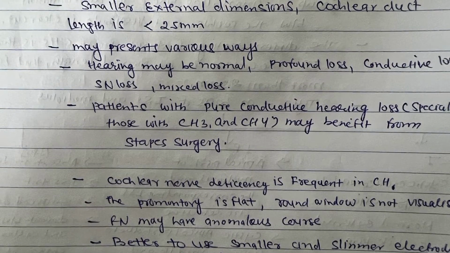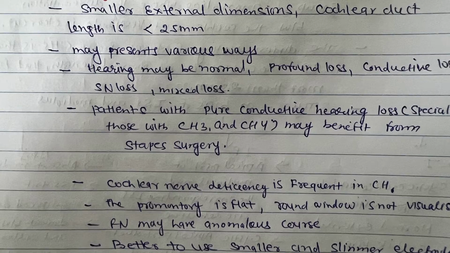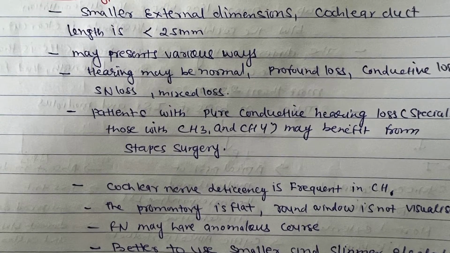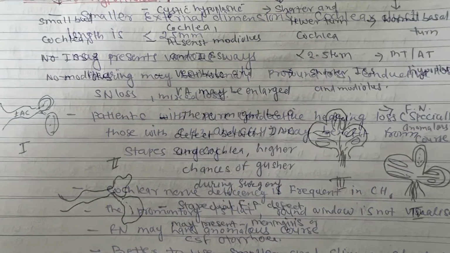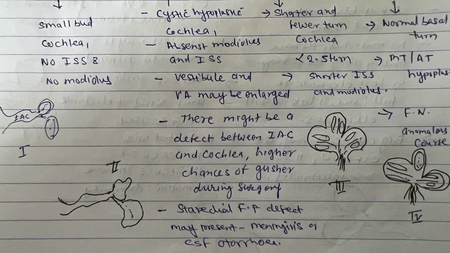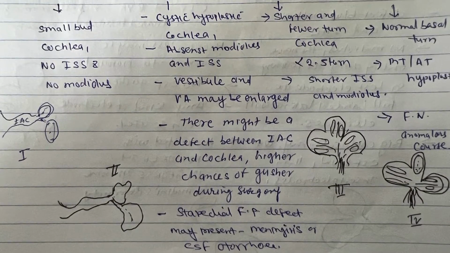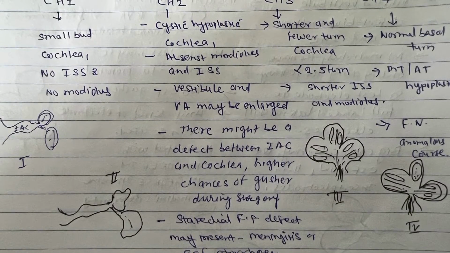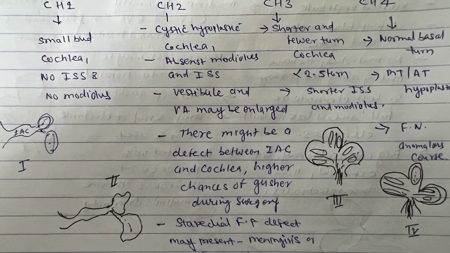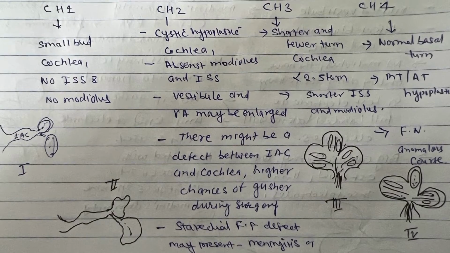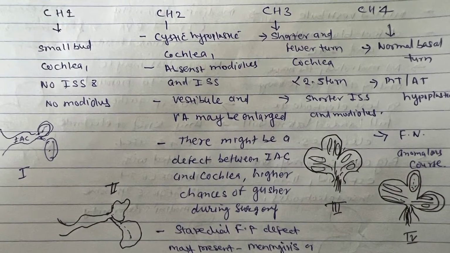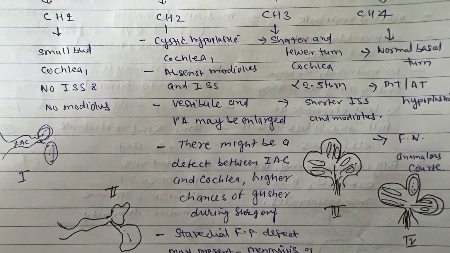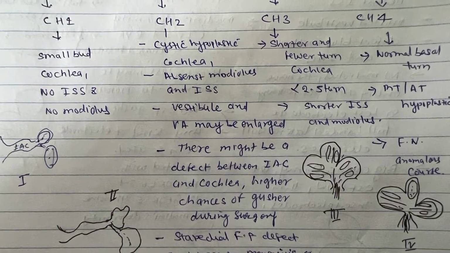Now, cochlear hypoplasia. It has a smaller external dimension. The cochlear duct length is less than 25 mm. It may present in various ways. It is mainly of 4 types: cochlear hypoplasia 1, 2, 3 and 4. Type 1 has a small bud in place of the cochlea, with no interscalar septum and no modiolus. Cochlear hypoplasia 2 is a cystic hypoplastic cochlea, with absent modiolus and absent interscalar septum.